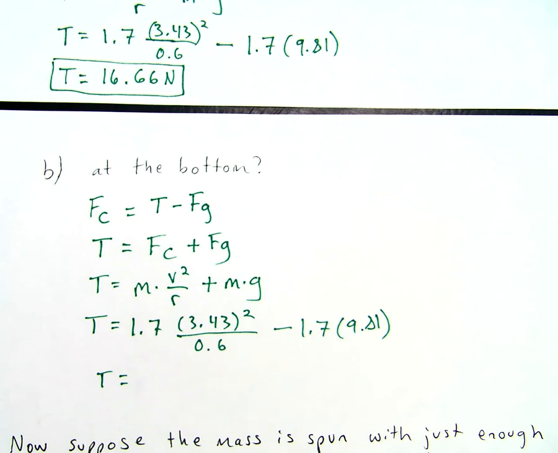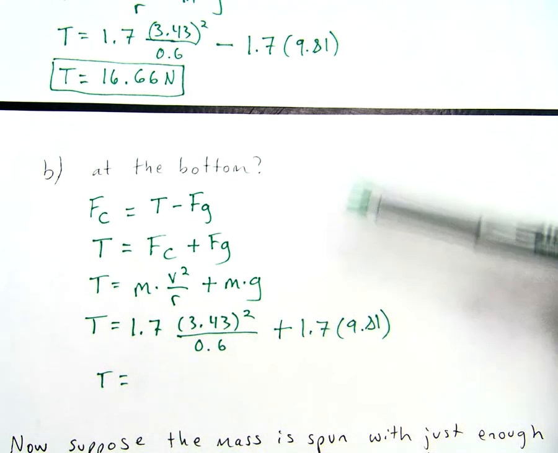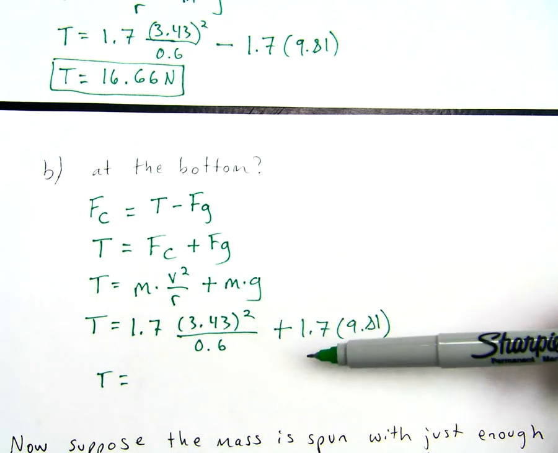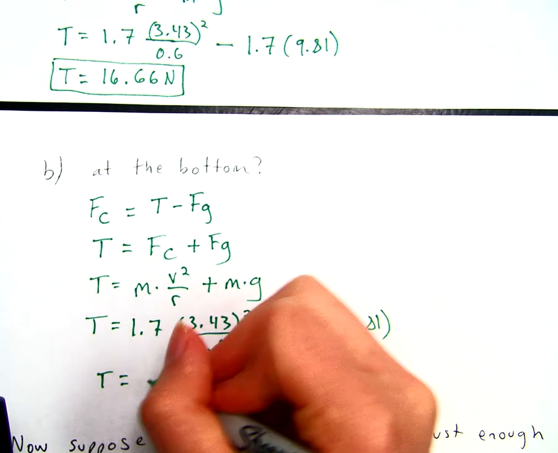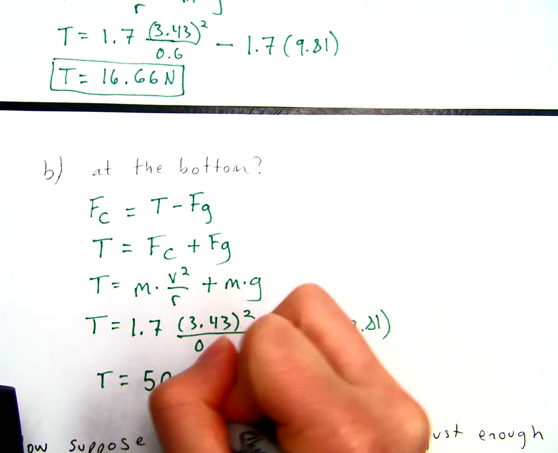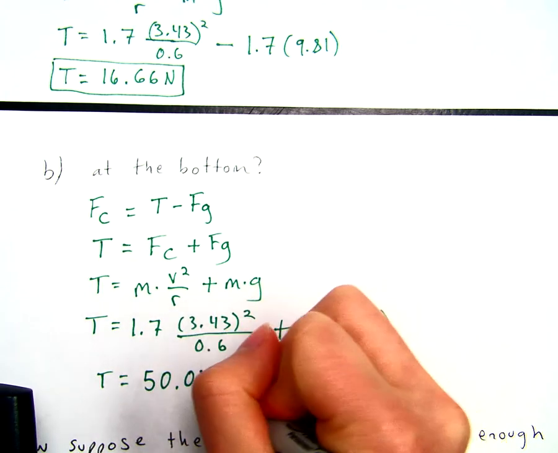And if we plug it into our calculator, oops, this is plus. I made my own mistake. So we have plus here. I need to bring the plus down with you. Okay, so we should get something about 50. I have 50.01 if you'd like to be a little bit more precise.